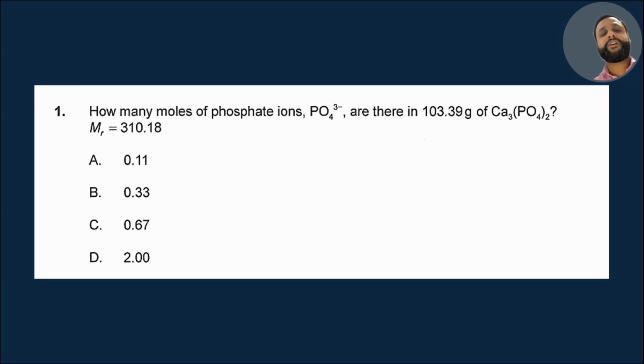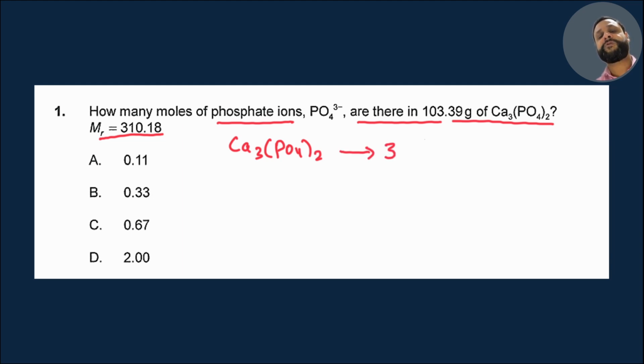Hi, question one. How many phosphate ions are there in 103.39 gram of calcium phosphate? The molar mass of calcium phosphate is given. Let's start by first writing the formula of calcium phosphate. In 1 mole of calcium phosphate, we have 3 moles of calcium ions and 2 moles of phosphate ions. Okay, we know n is equal to m over molar mass.